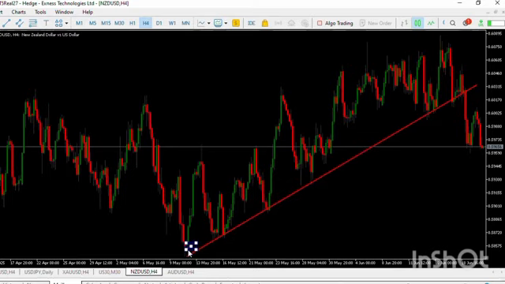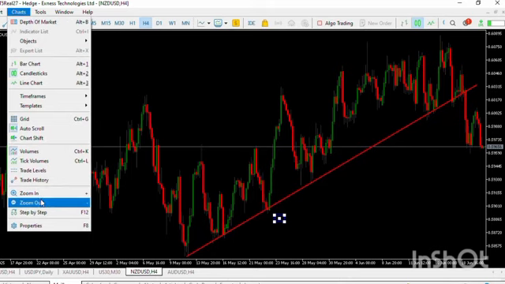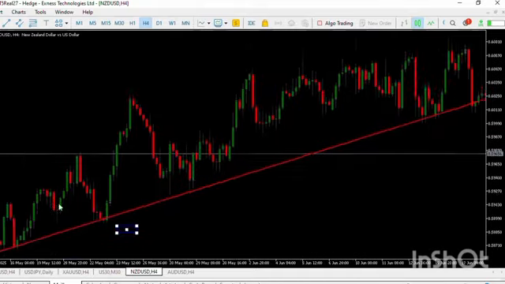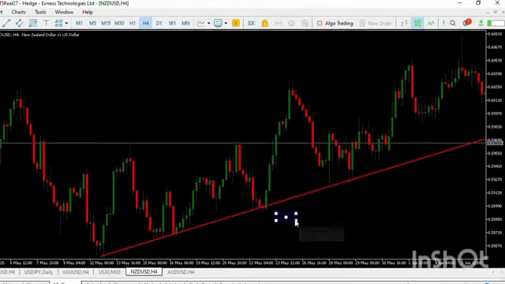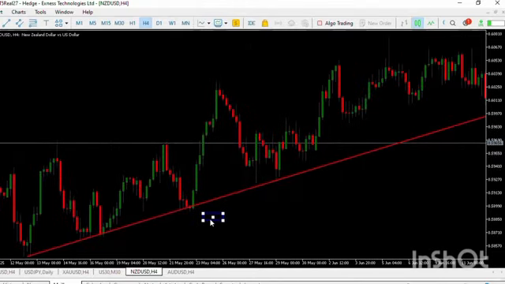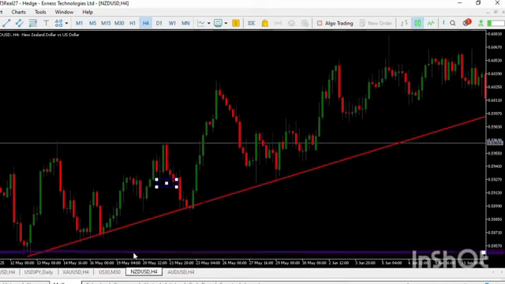We had one touch here, another touch here, another touch here. Sorry, let me zoom out. Okay, you could see here we had one touch here. The horizontal line is also there to give us our support.